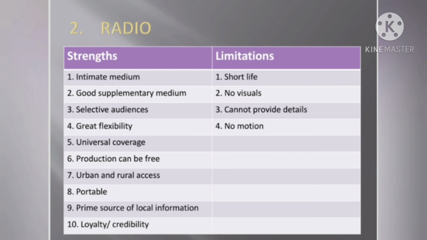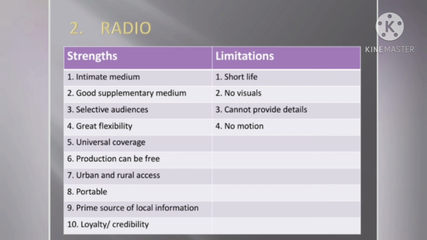The next one, it is a prime source of local information, and it has loyalty or credibility. So all these traits add to the merits of radio. Now let's have a look at its limitations. The first limitation is that it has short life. Then no visuals. There is only audio and there is no visual. That is also another defect of radio.